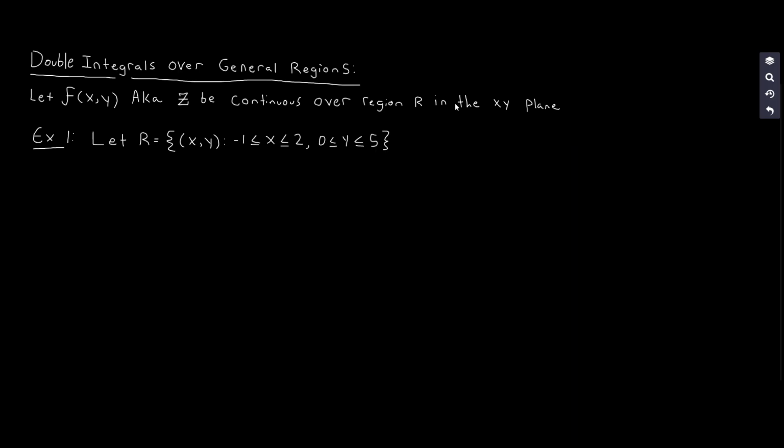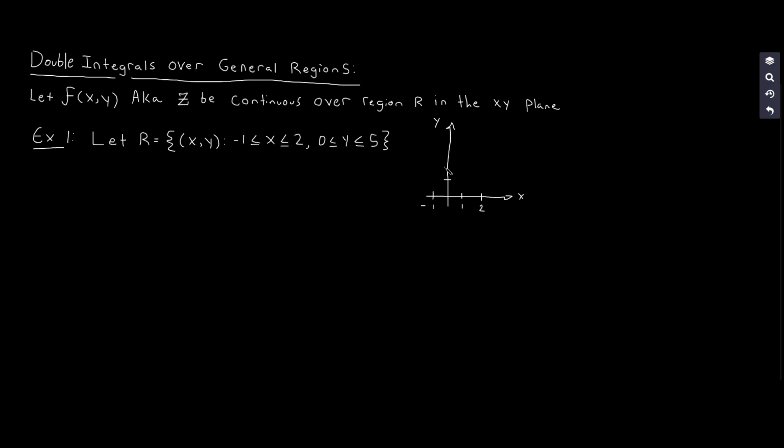In this next part, we'll talk about finding the volumes of surfaces over regions that aren't rectangular. This is double integrals over general regions. So we'll open with an example. Let the region in question R show that x is in between -1 and 2, and y is in between 0 and 5. So x is from -1 to 2, and well, y, it's from 0 to 5.